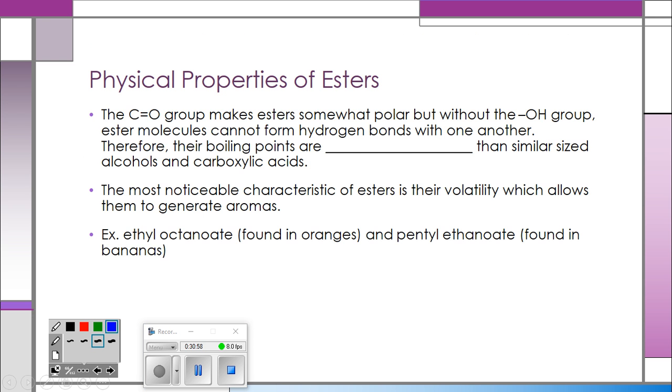Now, last piece of business here, physical properties of esters. Because they have the double bond to oxygen, they're kind of polar, but there's no OH groups. So their boiling points are lower than similar sized alcohols and carboxylic acids. So if I was going to put the boiling points in order, it would go acids, alcohols, esters, alkynes, alkanes, alkenes. Highest up here, lowest down here.